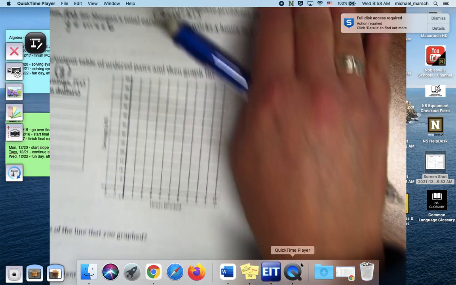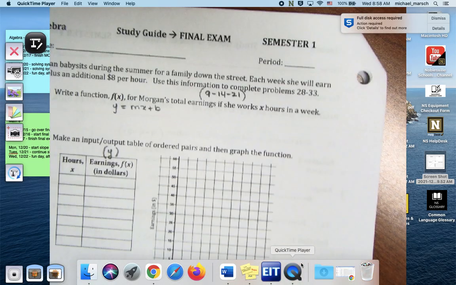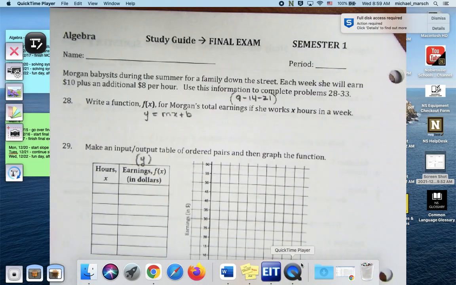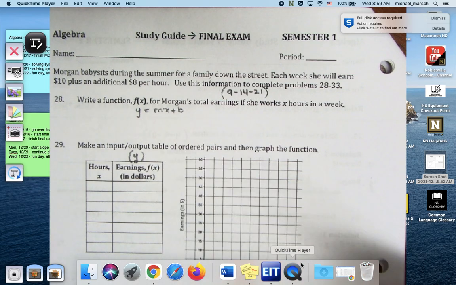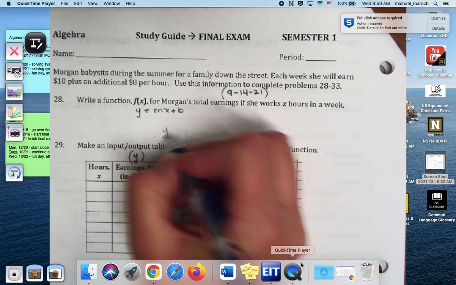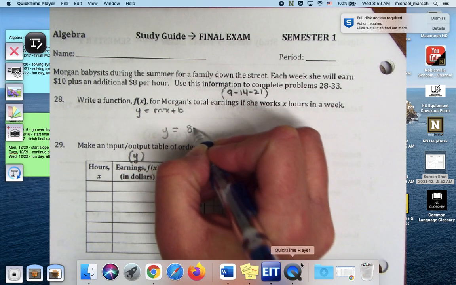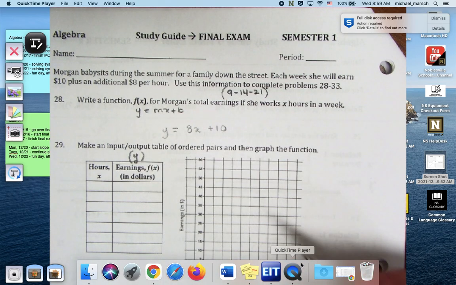Morgan babysits during the summer for a family down the street. Each week, she will earn $10 plus an additional $8 per hour. Use this information to do these problems, okay? So let's come up with a function. Y equals 8x plus 10, right? $8 an hour plus the $10 per week.